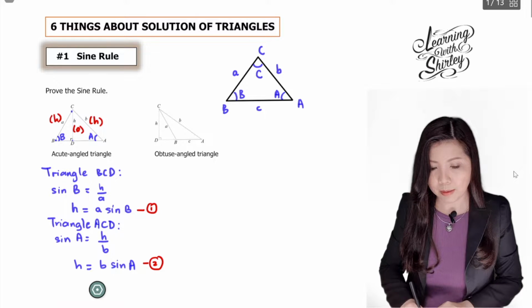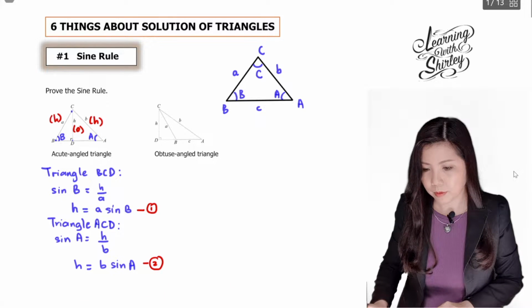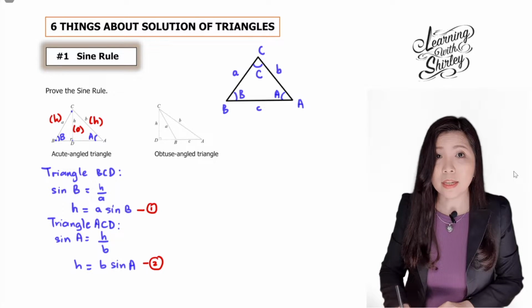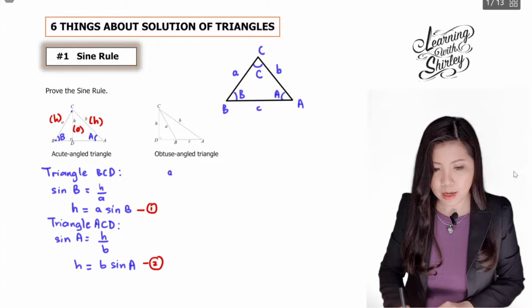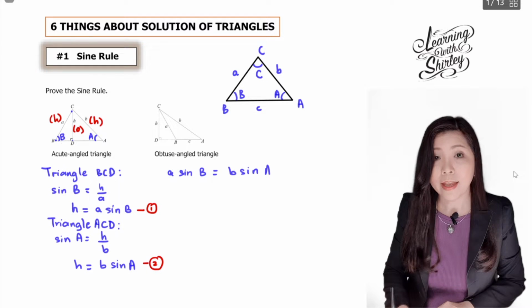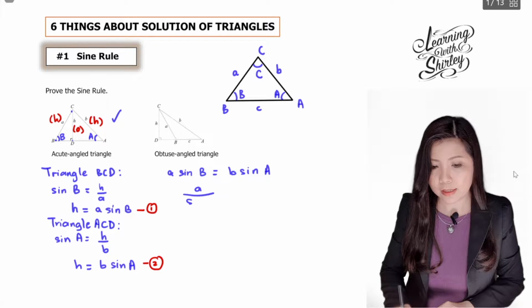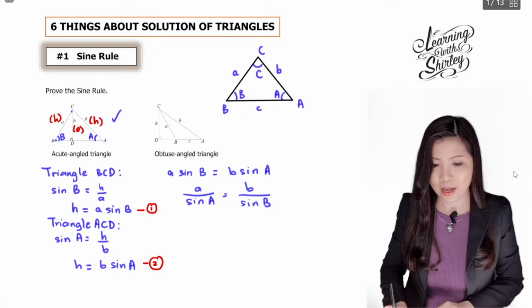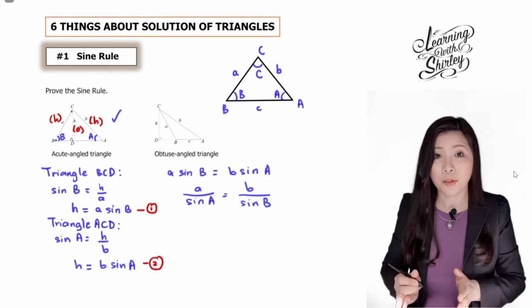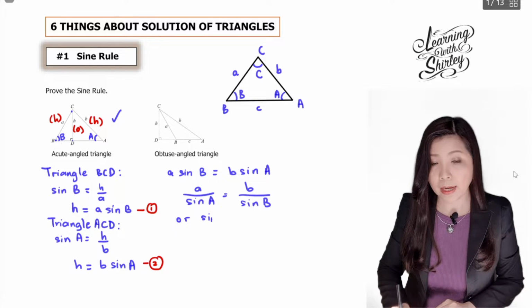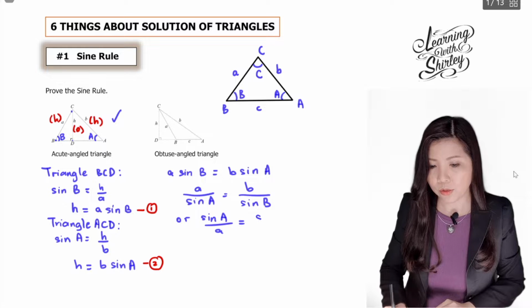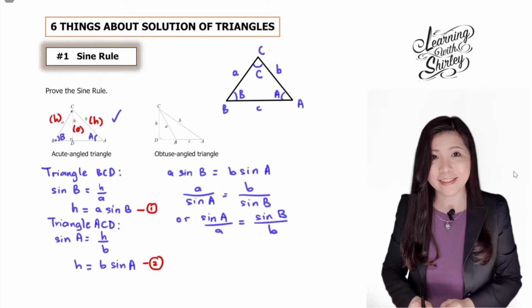Now I'm going to put them together, equation 1 equals equation 2. So a sine B is equal to b sine A. Rearranging, a over sine A is equal to b over sine B. This would be the formula. Or you can also make sine on top, so sine A over a equals sine B over b. This is how you prove the sine rule.